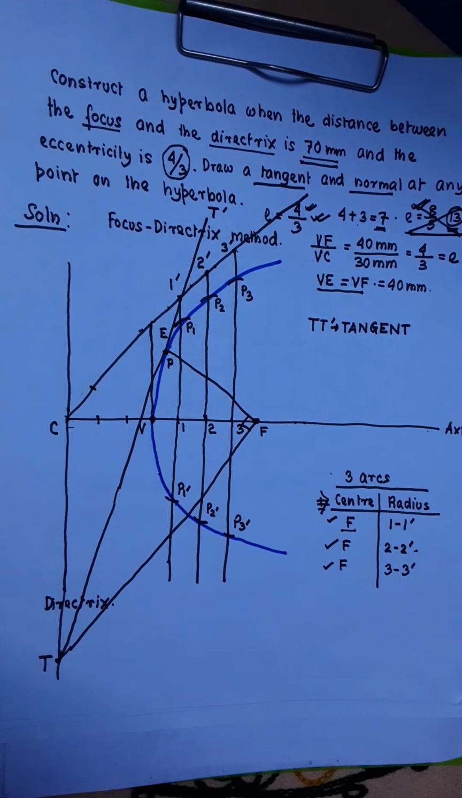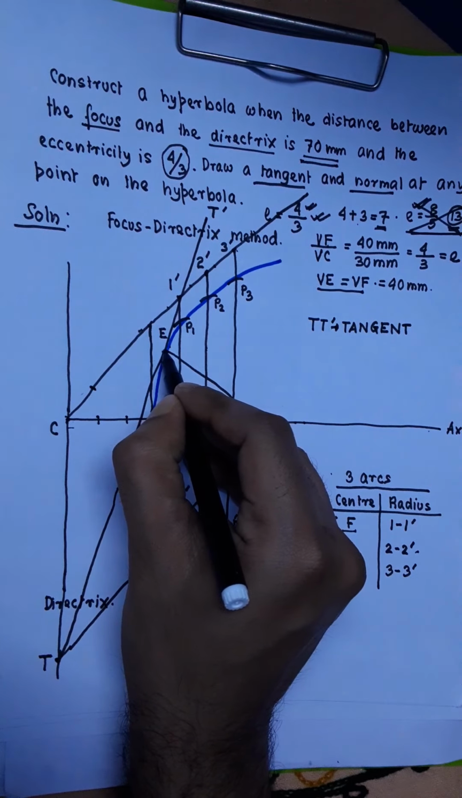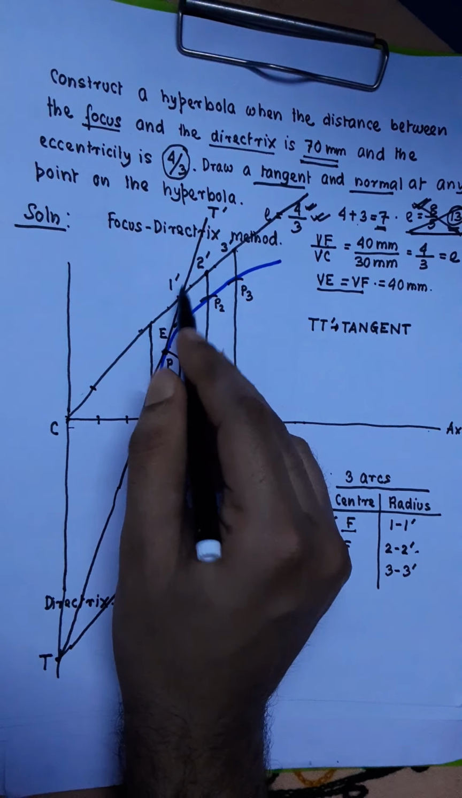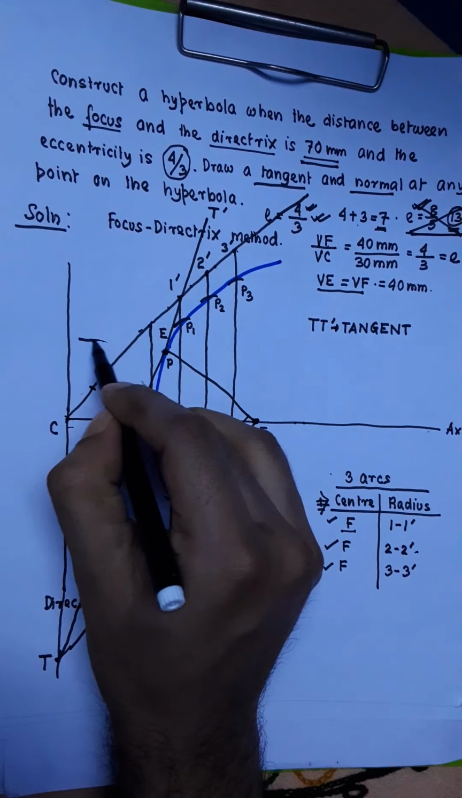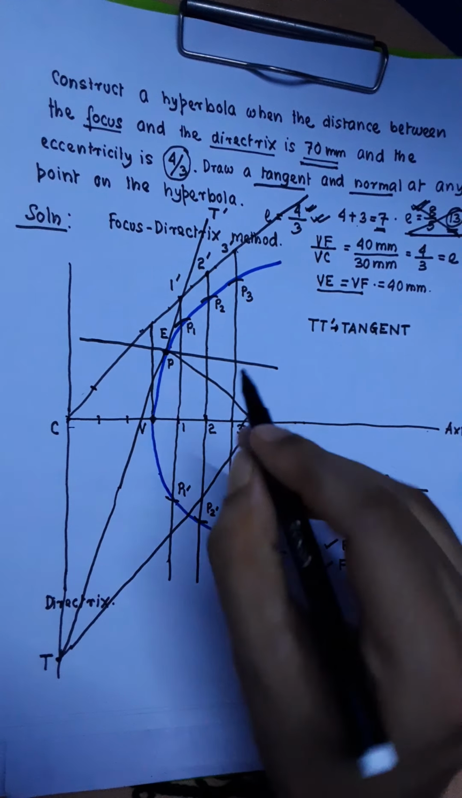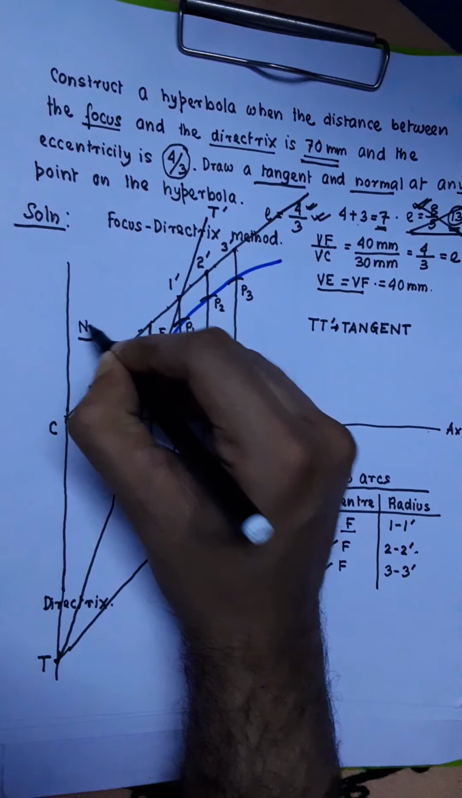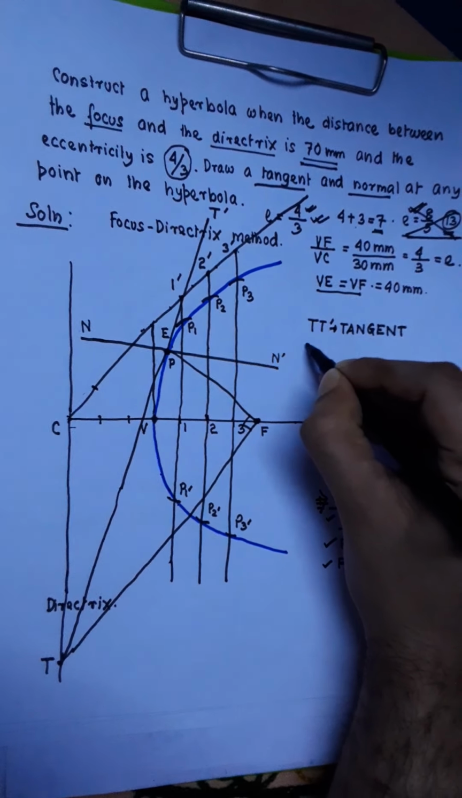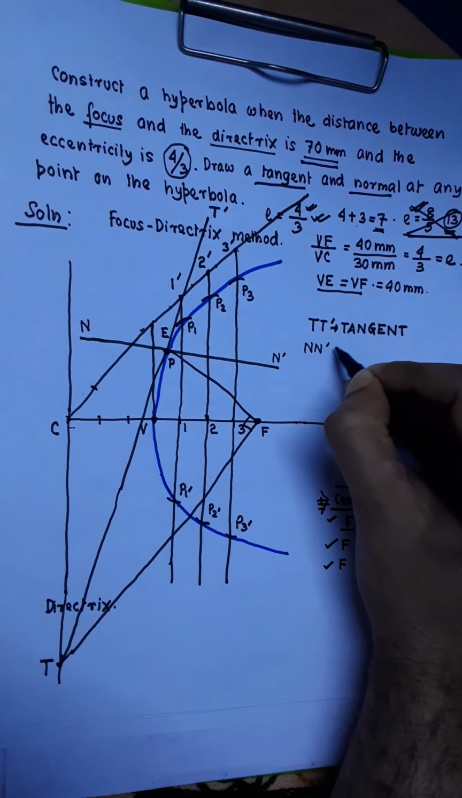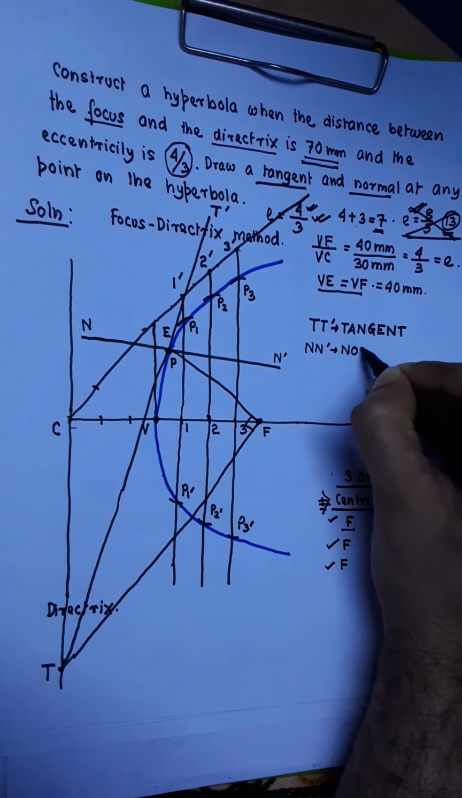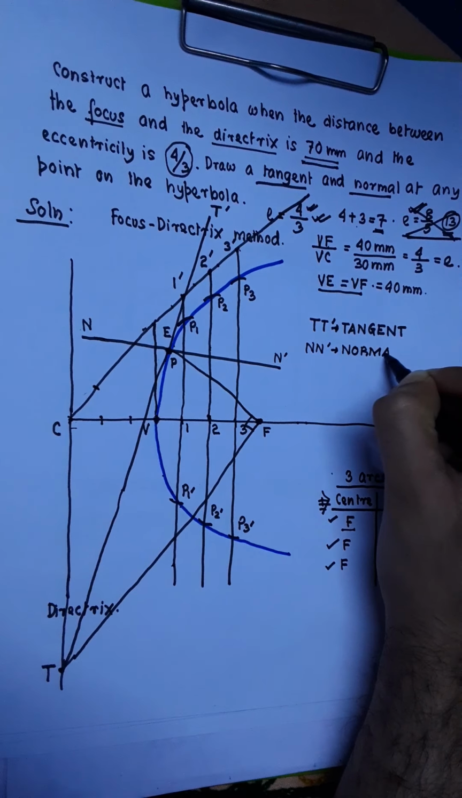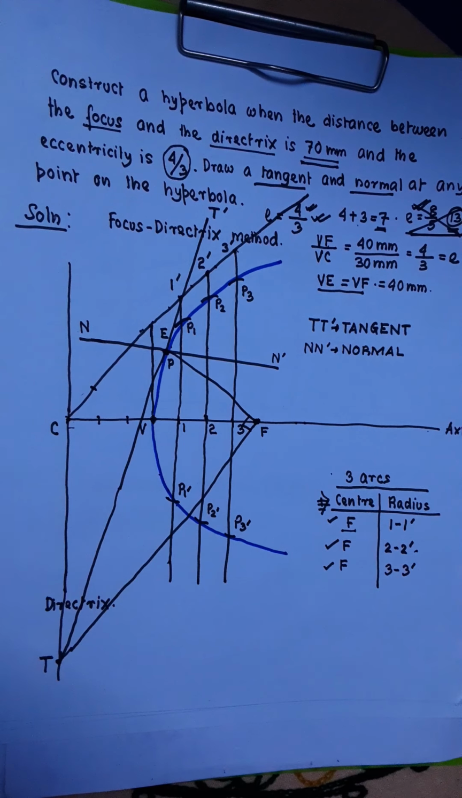Now constructing the normal is very simple. Normal and tangent at a point of the hyperbola are perpendicular to each other. So through the point P, you draw a line which is perpendicular to the line T dashed and call it as the normal. So this line is perpendicular to T dashed and it also passes through the point P. So you call this line as N dashed, and here you write clearly that N dashed is the desired normal. So this is how you draw a tangent and normal to a chosen point on the hyperbola.